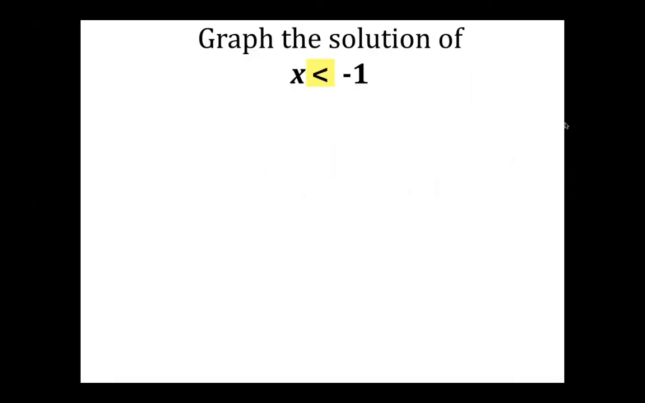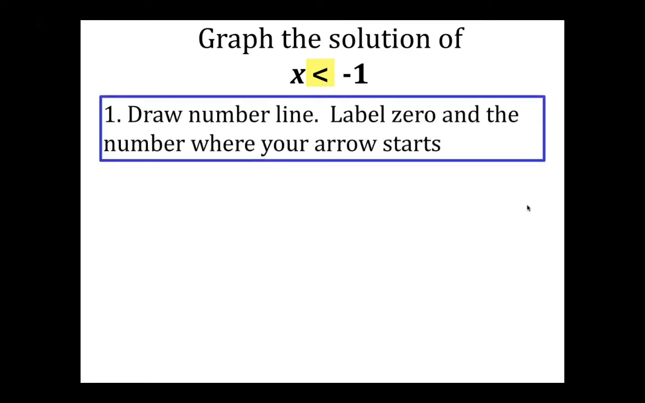Now that you've become familiar with all the inequality symbols and how to write them, let's go ahead and look at how to graph them. So for example, we have x is less than negative 1. The first step you want to take is to draw a number line. You're going to go ahead and label 0 and then the number where your arrow starts. So for example, here's my number line. I'll go ahead and label 0 and then the number where my arrow starts, in this case, negative 1. So that's how my number line is going to look.